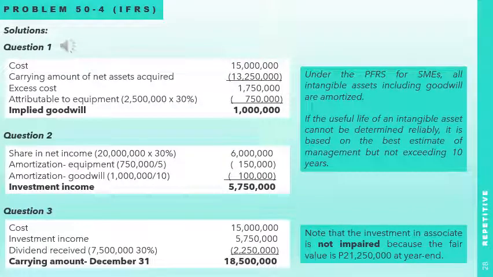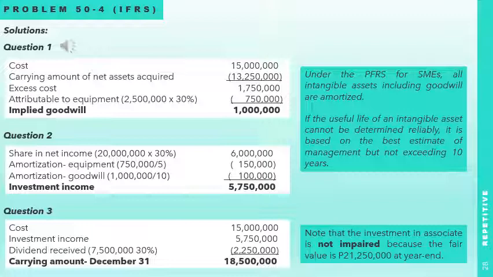So proceed na tayo sa solution. Yung carrying amount daw ng net assets na acquire ay ililess sa cost. So 15 million minus 13,250,000 resulting sa 1,750,000 excess cost. Tapos, i-deduct din natin yung mga attributable sa equipment natin.